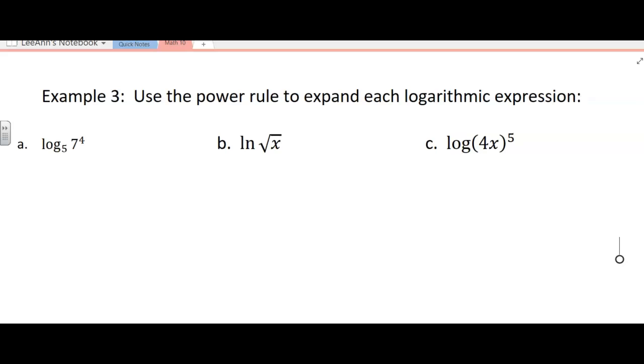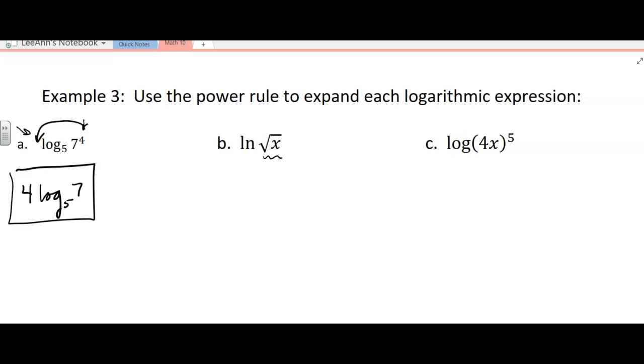So this is the power rule, and it's a part of the process for expanding each logarithm expression. So here you see you have a logarithm. The exponent then is 4, and that's the part that's going to come down in front. So we're going to write it as 4 log base 5 of 7. Okay, that's the answer. You're just moving that exponent down in front. So I said, oh, that's pretty easy. Well, okay, so let's go to the next one.